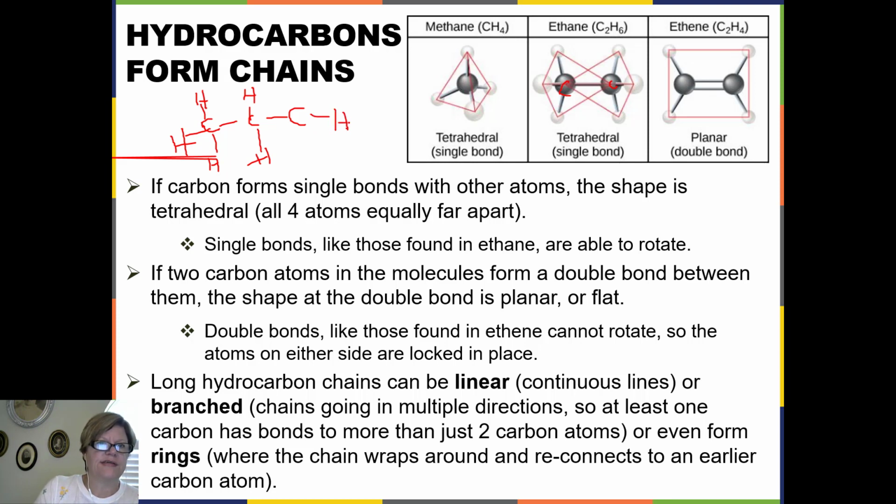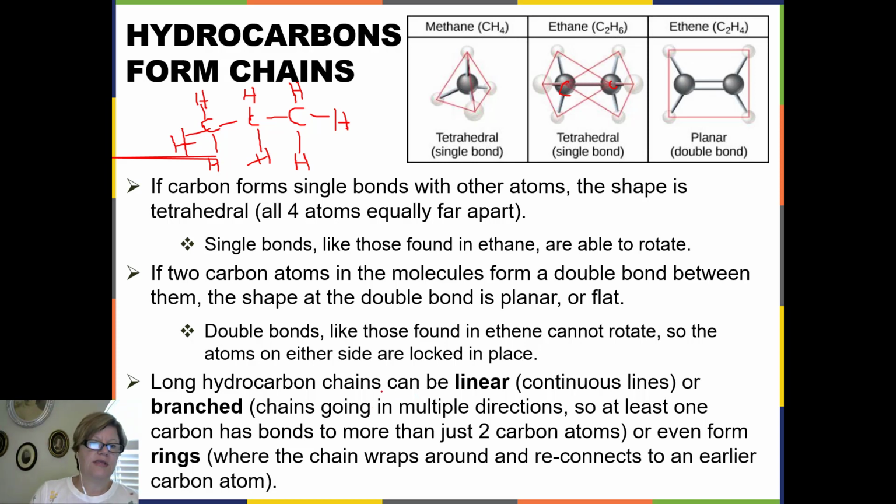So it could be like this. There's really no limit. But remember, it's really not flat. We're going to build some models. You're going to get a model kit. We're going to build some models. And you'll be able to see that the molecules have certain angles. But when we draw them, we'll just draw them flat. Okay? And so you can have these long chains of carbon and hydrogen.